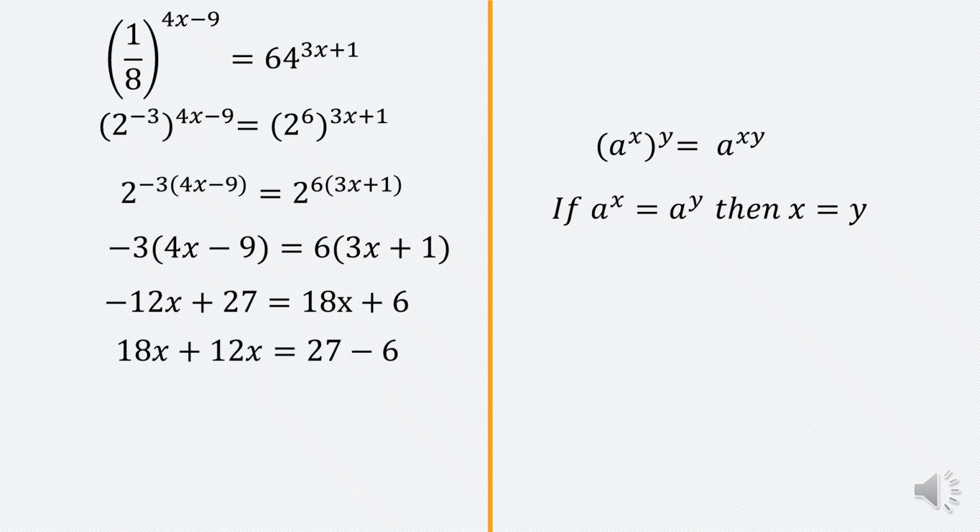Group like terms. You have 18x + 12x equals 27 − 6, and you have 30x equals 21. Therefore, x equals 7/10. So that's how you solve a question like this.